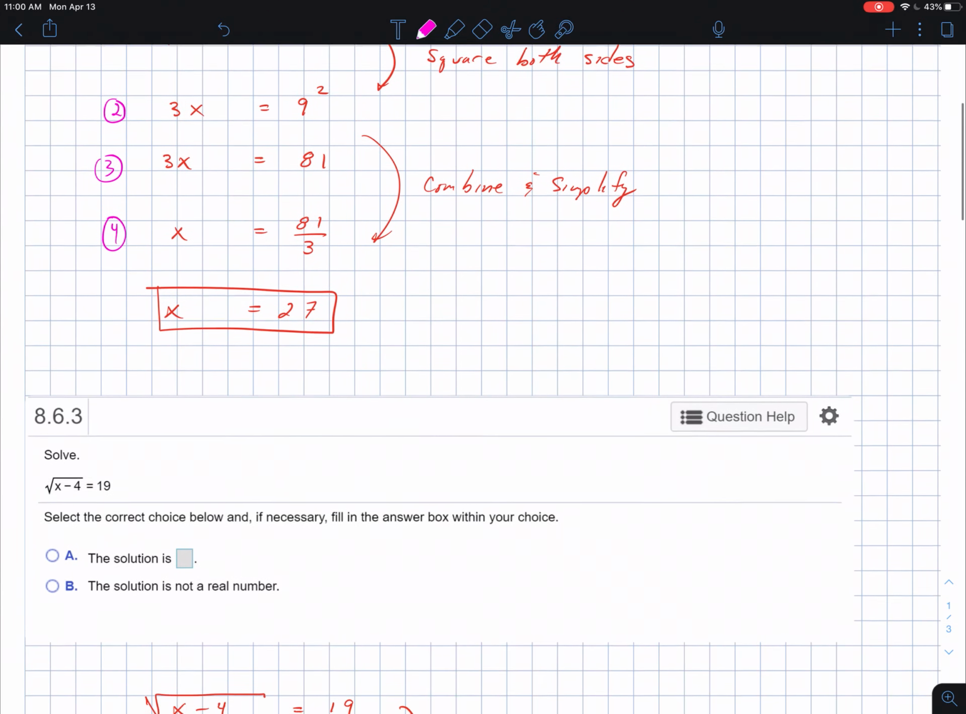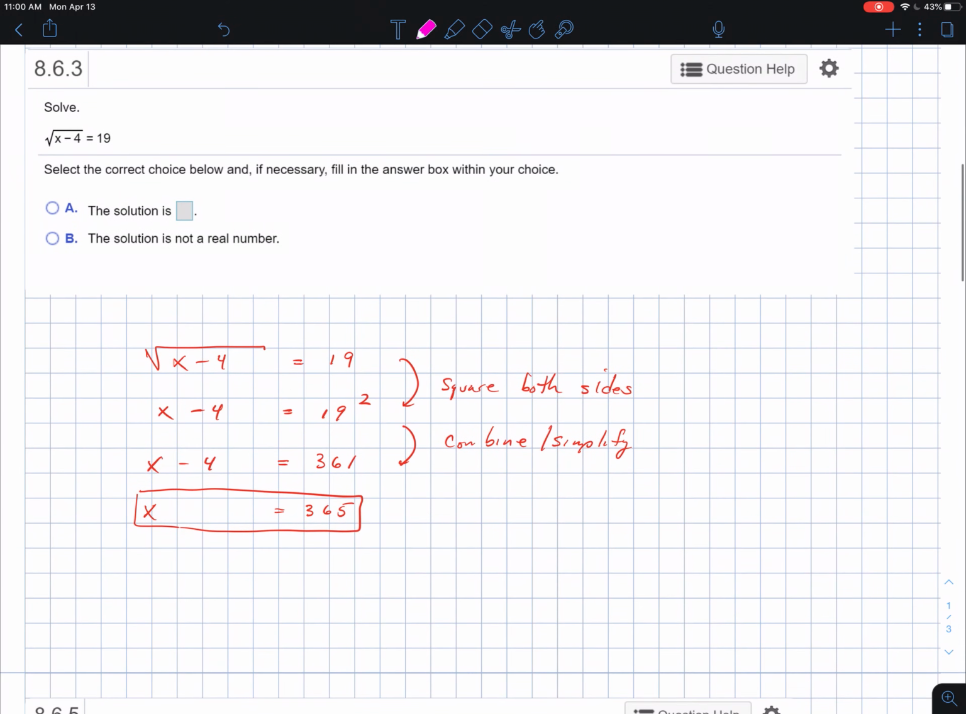Now, let's move on to another example here. We have a square root and an expression equaling some kind of constant. So again, we're just going to square both sides. As you can see, in my first step, I just rewrote the actual problem. In the second step, I squared both sides. I squared 19, which came to 361, and then to isolate x, I just simply added 4 to both sides, and that gave me the answer 365. So the answer to this one is 365.